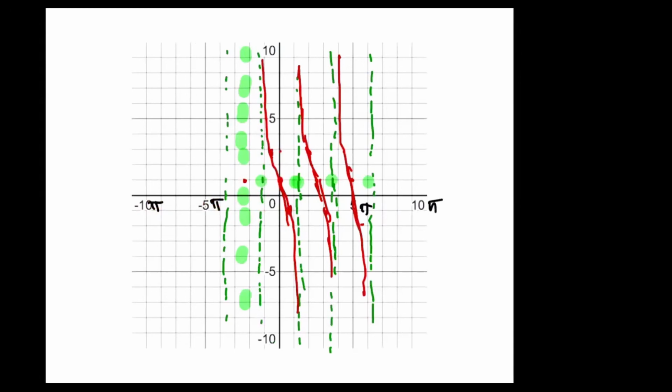Wait, so what would happen if what was what? She asked if it had been tan instead of cotan. Oh. So a tangent would pass through there, and these would be asymptotes. So it would look something like that. Oh, okay. Where there are asymptotes would become zeros, where there are zeros would become asymptotes.